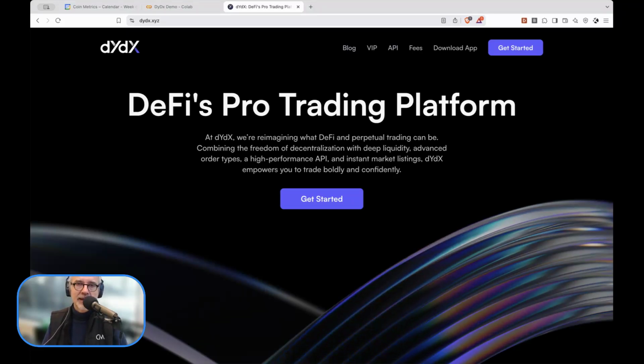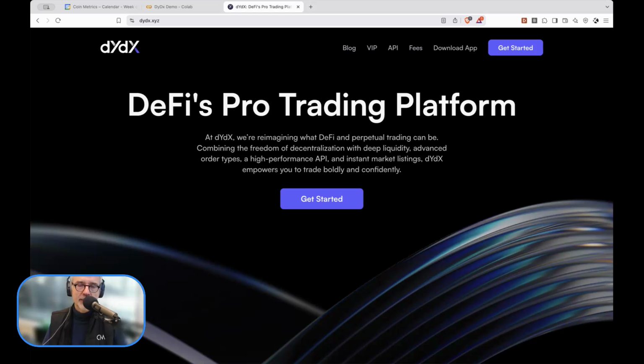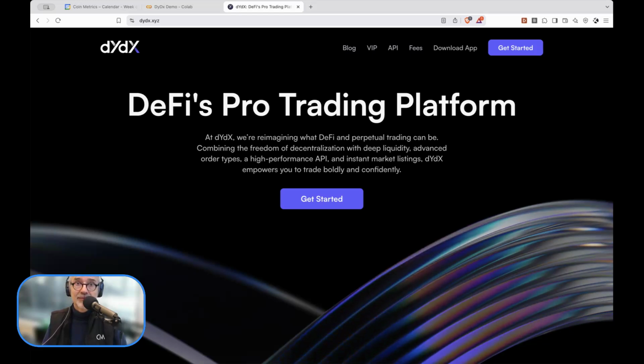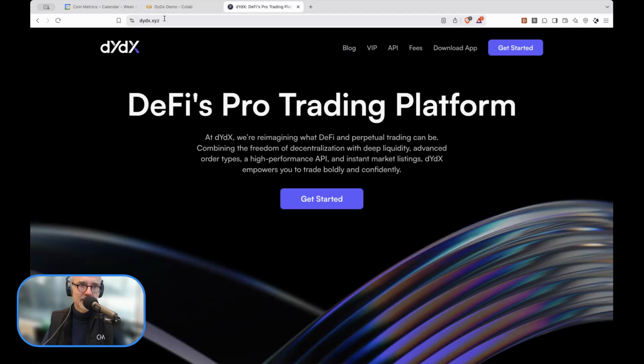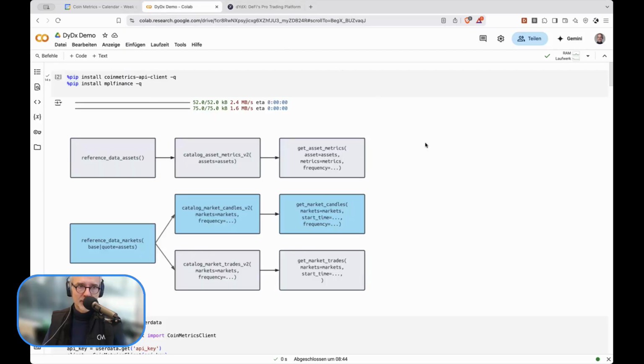Today we are announcing availability for dYdX, which is a futures trading platform, and we provide data about this exchange now as part of the API data that we have available. So let me give you a quick demo.